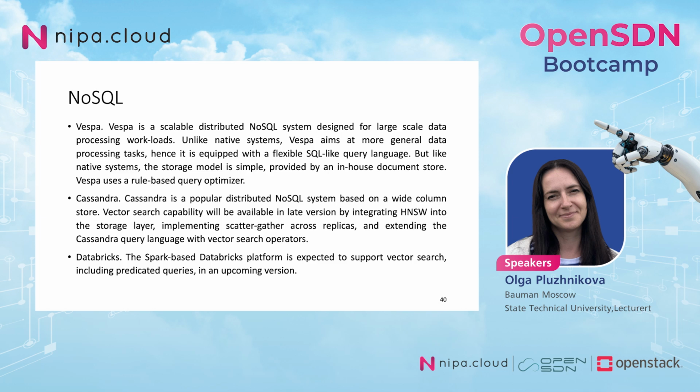Databricks, the Spark-based Databricks platform, is expected to support vector search including predicated queries, and so on. Aside from Vespa, several other document-based NoSQL databases have now been extended to support vector search. And vector search capability has also been extended to NoSQL systems other than document stores.